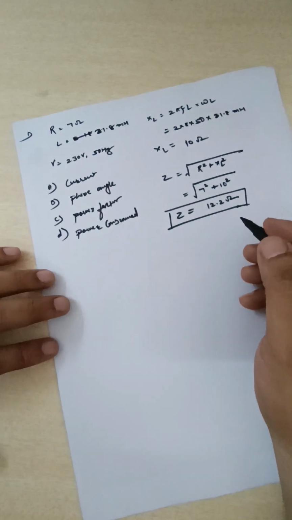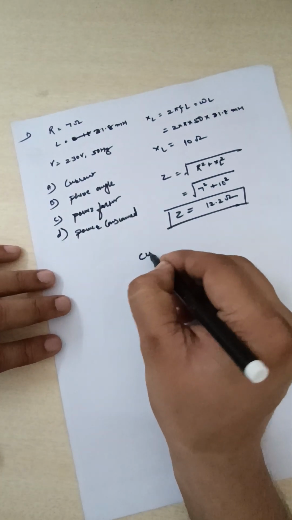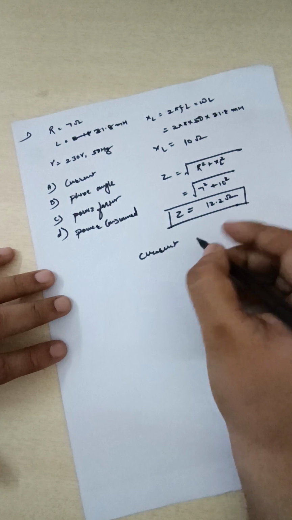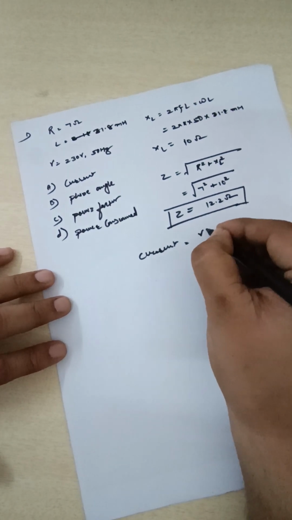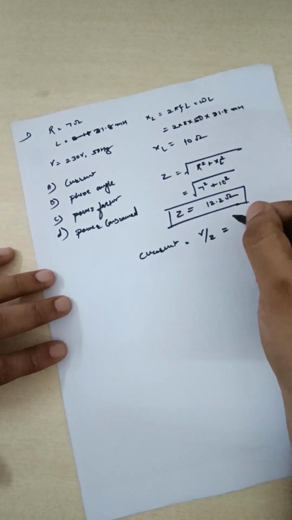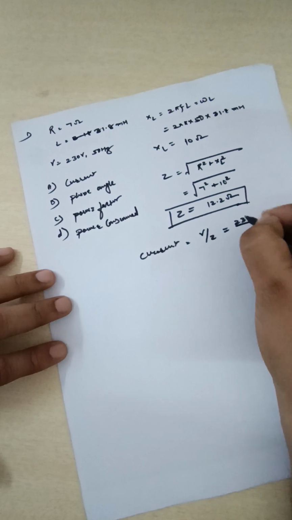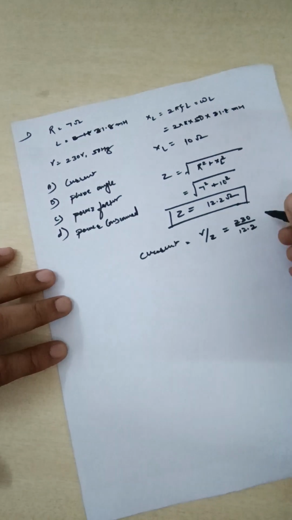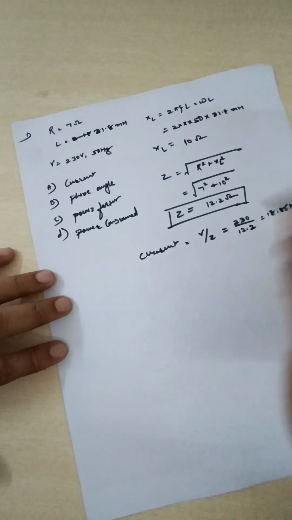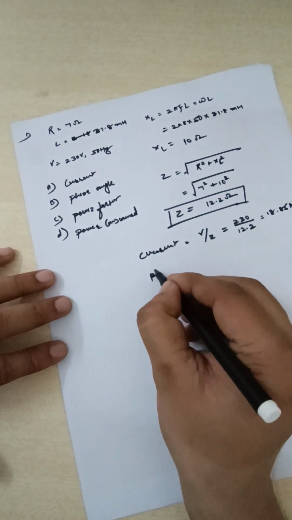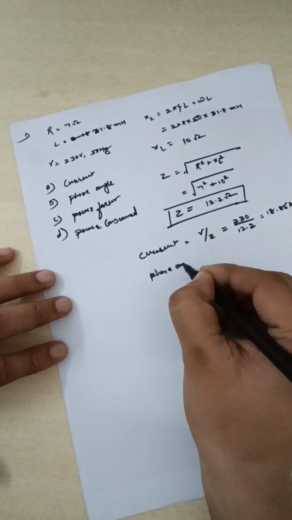Now we have to calculate the current. So current will be equal to what? V by Z. What is V? 230 volt. And what is Z? 12.2. So it will become 18.85 ampere. Clear? Second question is phase angle.